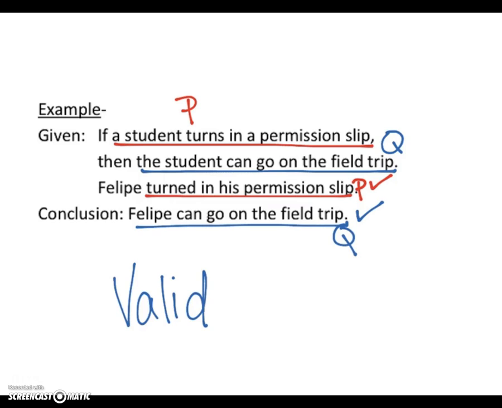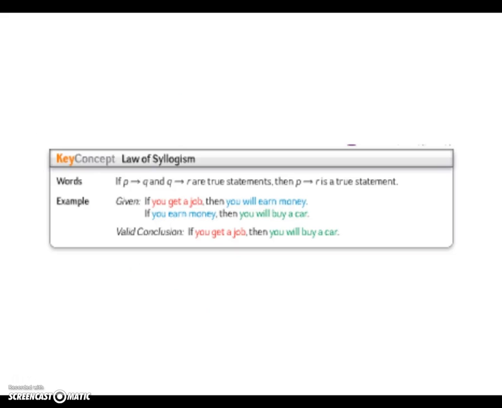Okay? Our next type of law that we can use with deductive reasoning is the law of syllogism. And again, this picture is taken from your book. You could find it on page 119 in your book. And this one works just a little bit differently. So you're going to notice here it says, if P then Q and Q then R are true statements, then P then R is a true statement. And so I'm going to write just the P's, Q's, and R's and the arrows out.